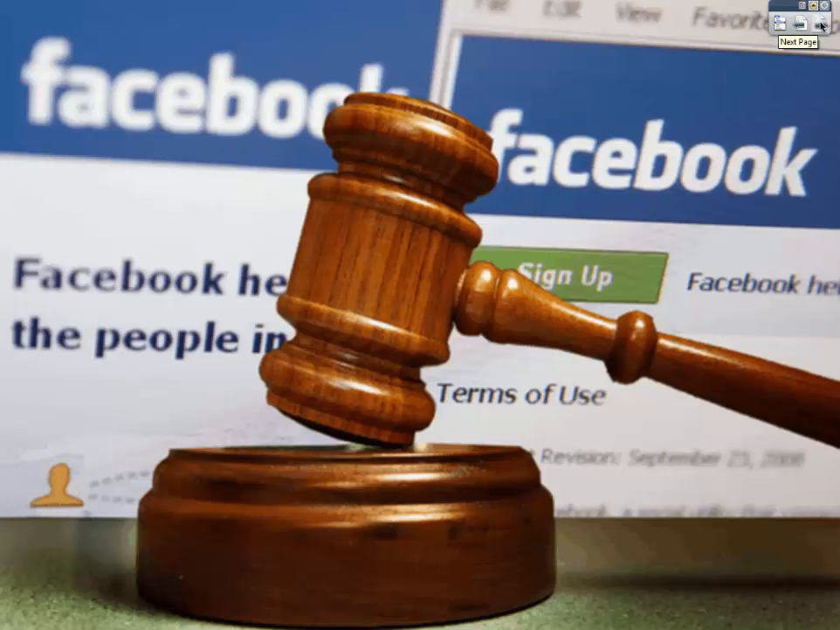Here's a picture of a gavel, and you'll notice Facebook in the background. The Facebook lawsuit where the guys who, and ladies, who invented Facebook in college kind of sued each other, who owned more of the company than the other, and because it was such a large case, this was decided by a jury.